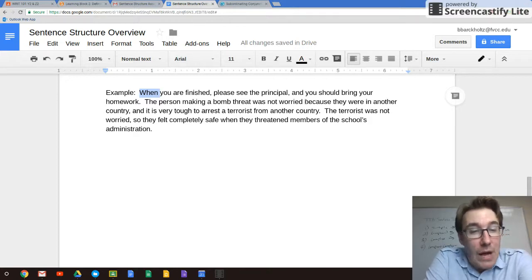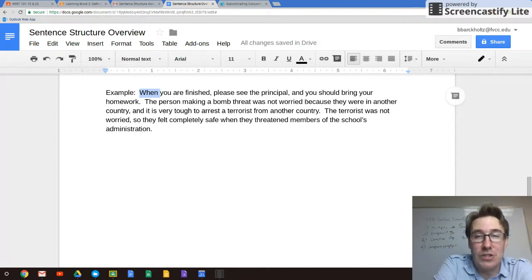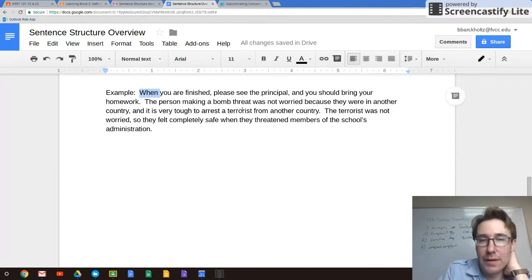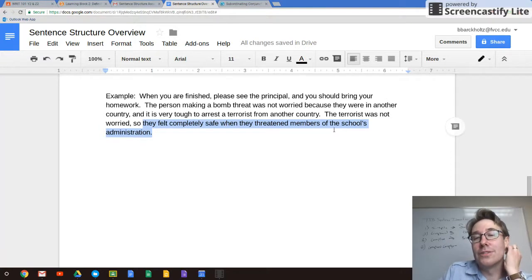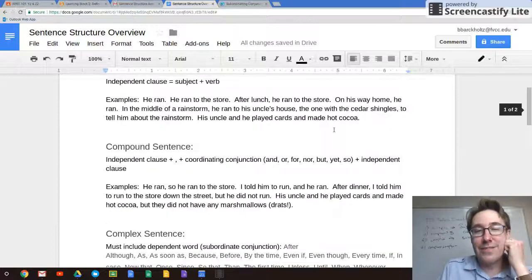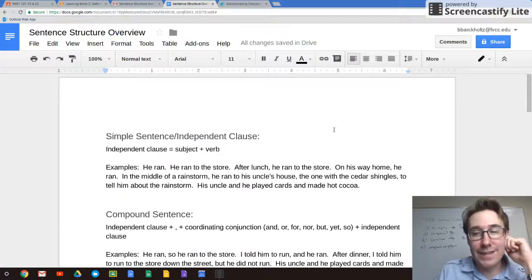Finally, the terrorist was not worried, so they felt completely safe when they threatened members of the school's administration. The terrorist was not worried, independent clause, comma, coordinated conjunction, there's our compound. Now I need a complex here. They felt completely safe, independent clause, when, subordinate conjunction, they threatened members of the school's administration. So these are all examples of sentences that you will be identifying in your own writing this week.